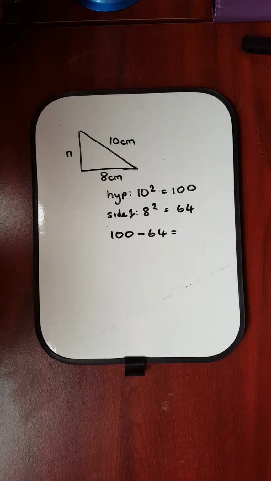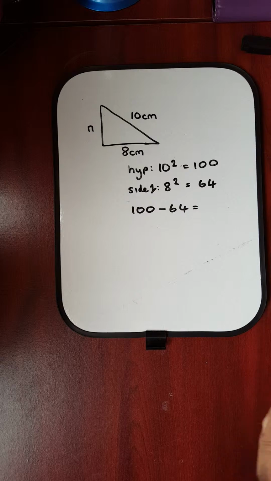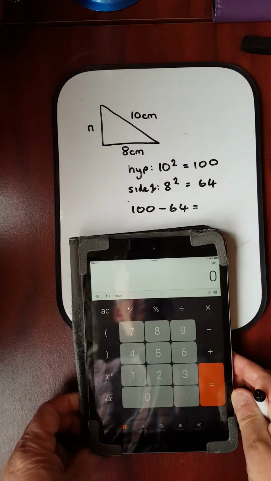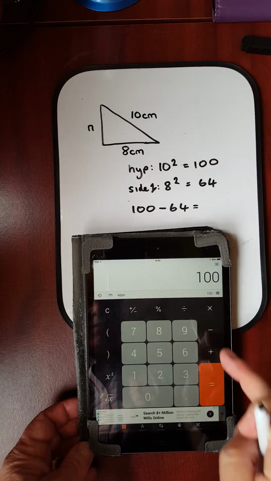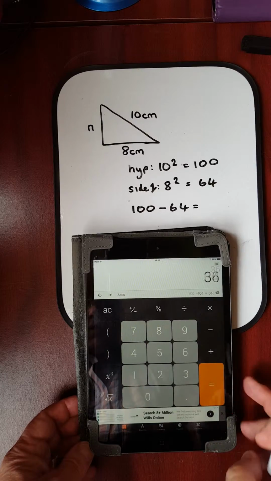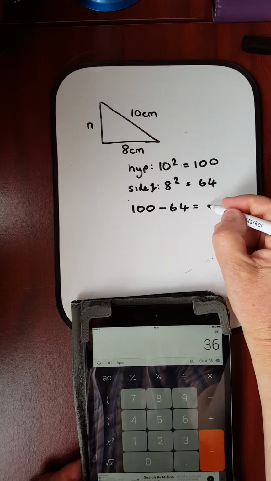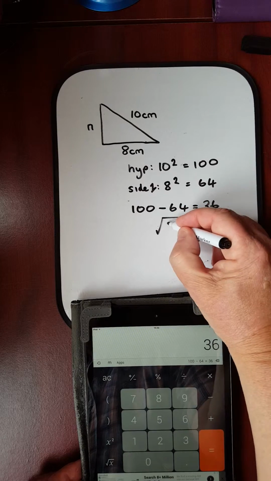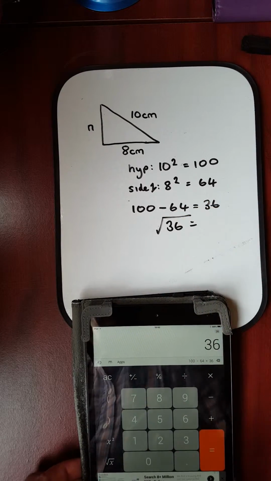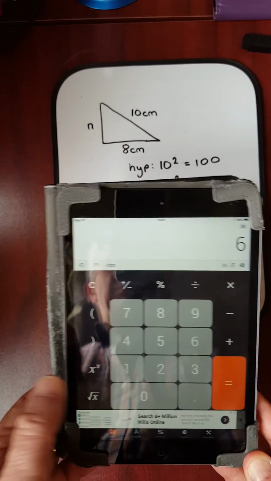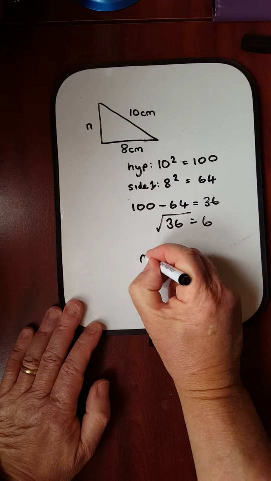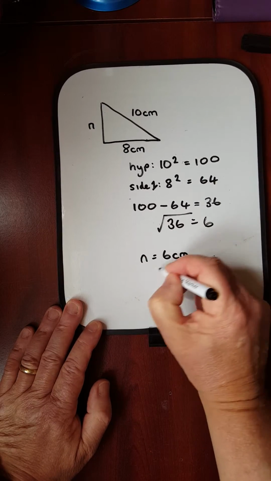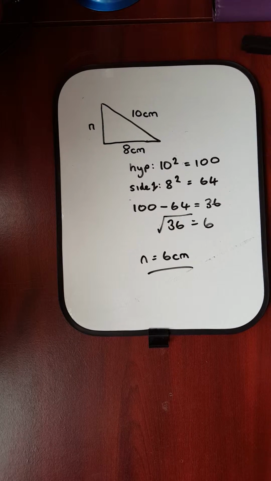Now this one you can actually do in your head because it's one that we've already done earlier, but it doesn't matter. We'll put it on the calculator anyway, just to show that everything works out happily. 100 minus 64 is 36. So hopefully you already know what the answer is. The square root of 36, and we'll press it on the calculator just to be certain, square root of 36 is 6. And so n equals 6 centimetres. So that's how we do Pythagoras then.